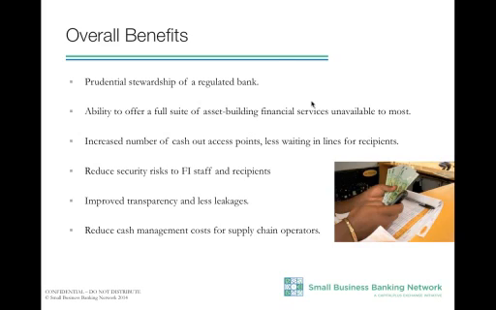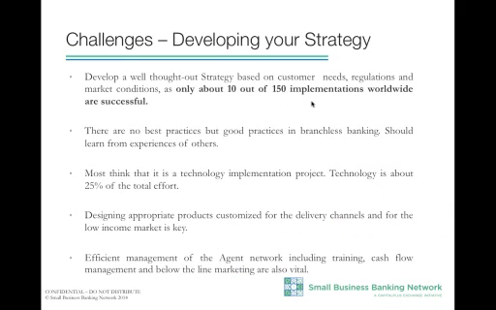Improved transparency for sure, because all the transactions can be tracked, all the transactions can be audited, so that there won't be leakages. Also, there are a lot of AML functions that have been put in place, which can be controlled by the system itself, so that you could control the number of transactions that have been done, as well as the transaction amount. So overall, there are lots of benefits. Let's move on to challenges.